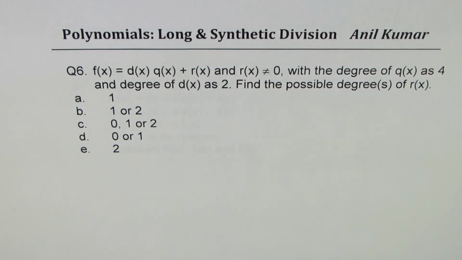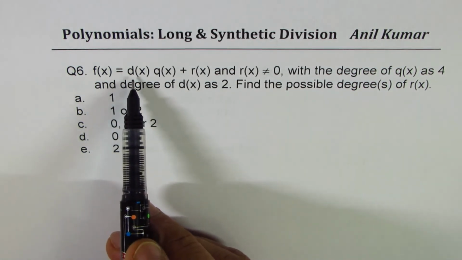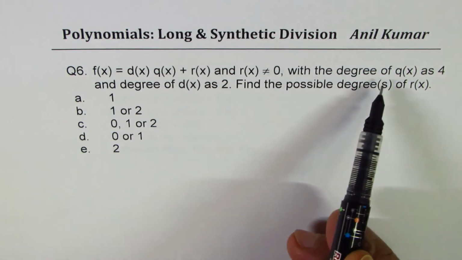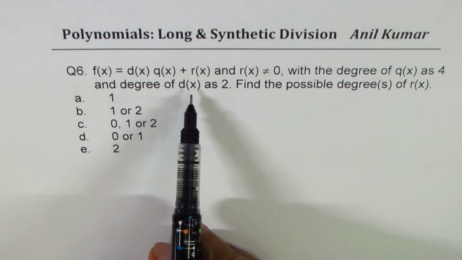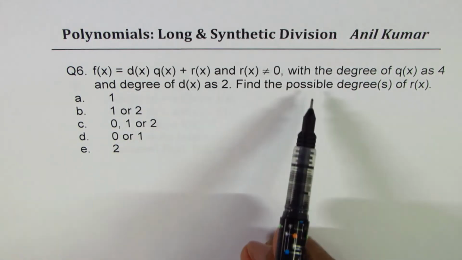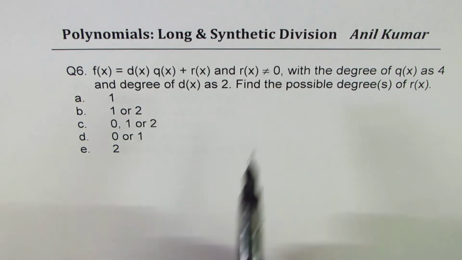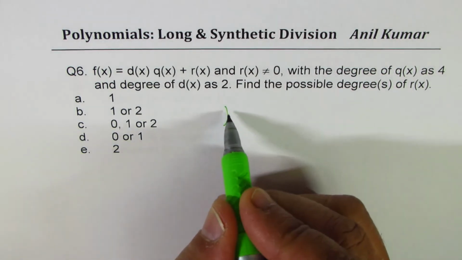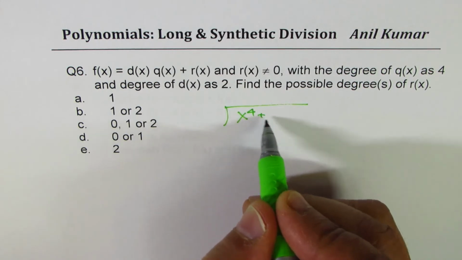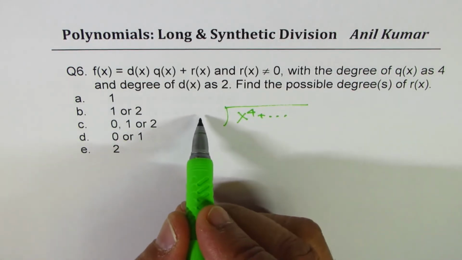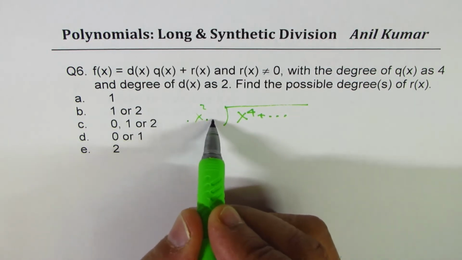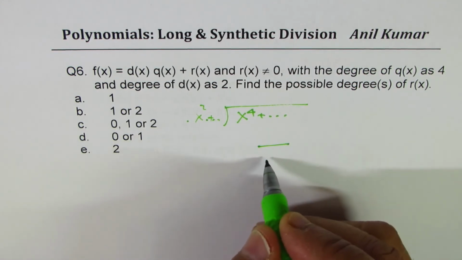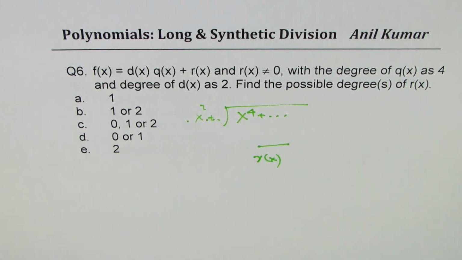Question number 6. F of x is divisor times quotient plus remainder, where remainder is not equal to 0. With the degree of quotient as 4 and degree of divisor as 2, find the possible degree of remainder, right? So what we are doing here is basically dividing a quartic equation. So this is something like x to the power of 4 something, right? Over degree 2. So we have x squared times something, right? So what do you get as the degree of remainder? This is what the question is.